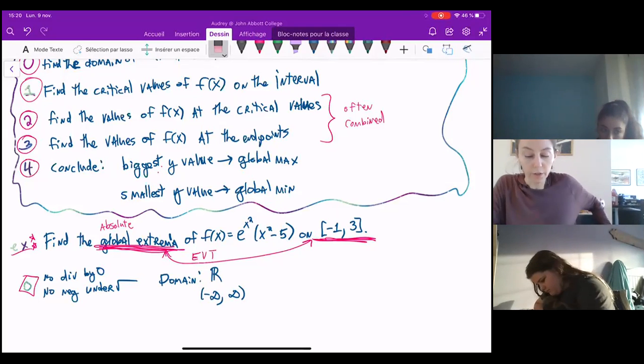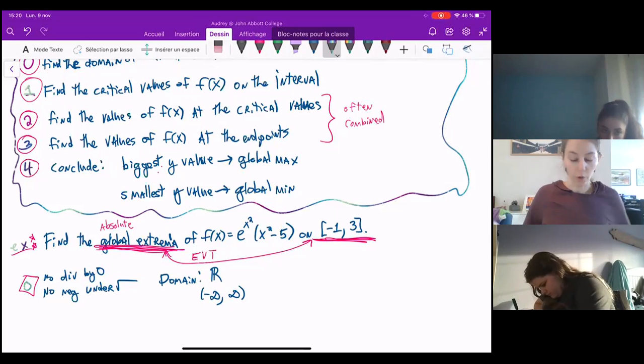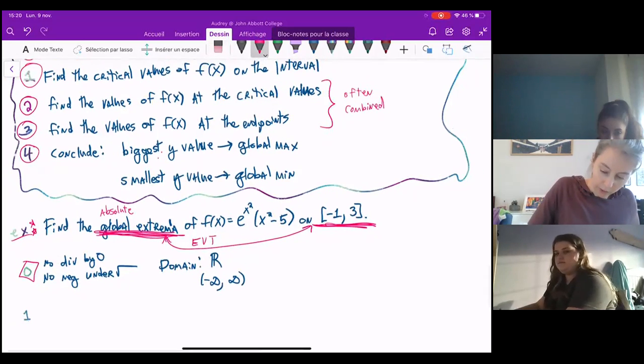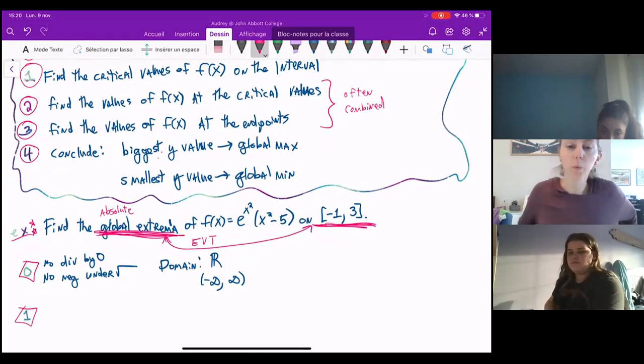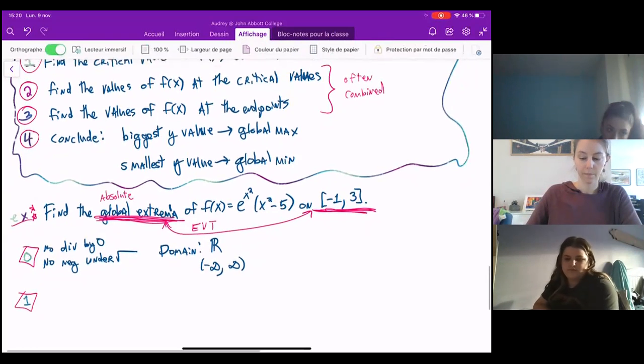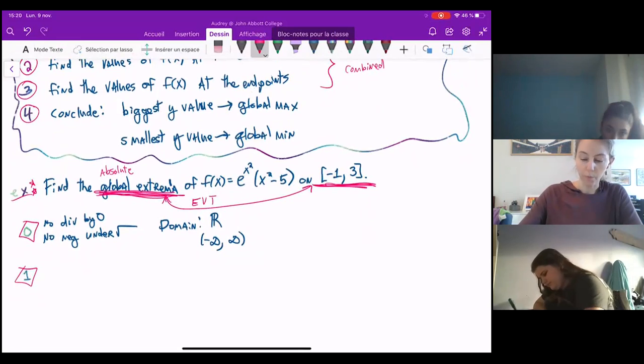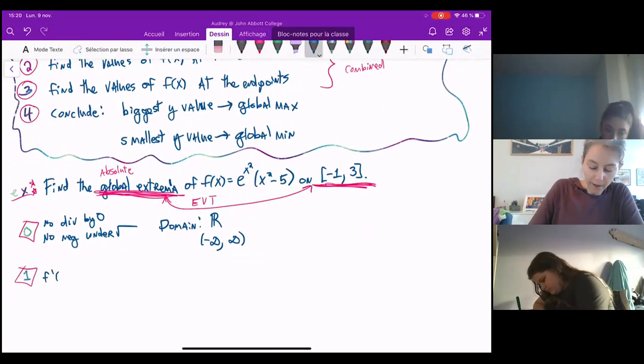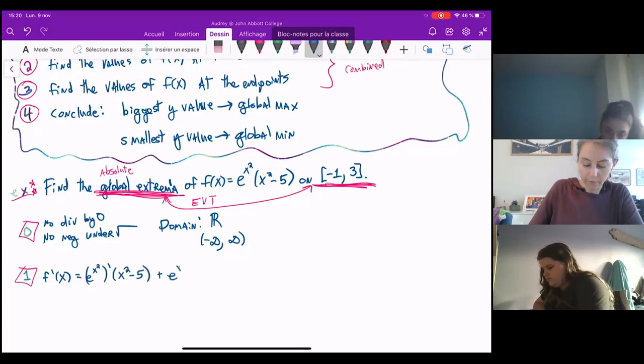So that brings us to our first step, which is to take the derivative, because I need to find the critical values. So we're taking and simplifying the derivative. What rule do I need to apply to calculate my derivative here? You got it, a product rule. So f prime of x is the derivative of the first times the second plus the first times the derivative of the second.